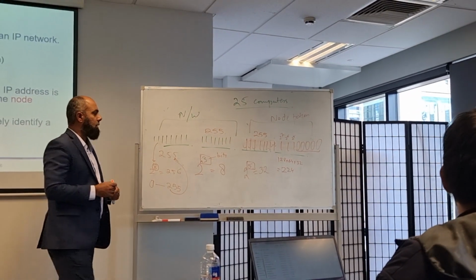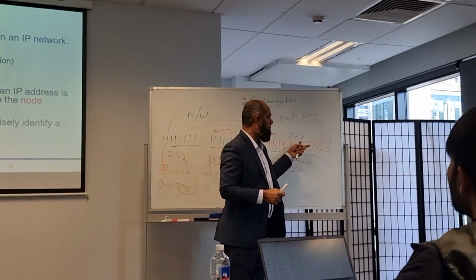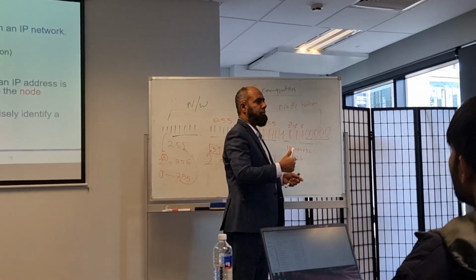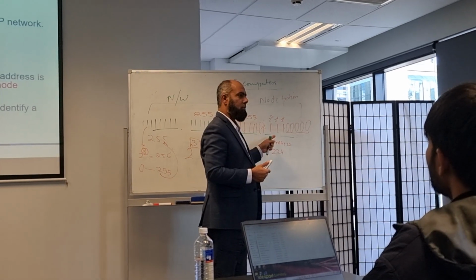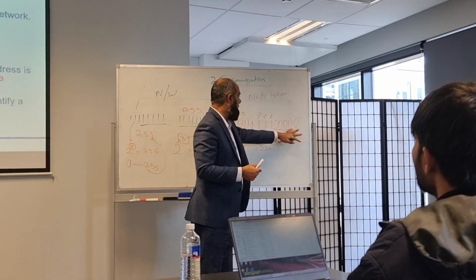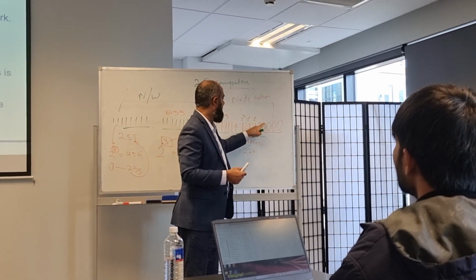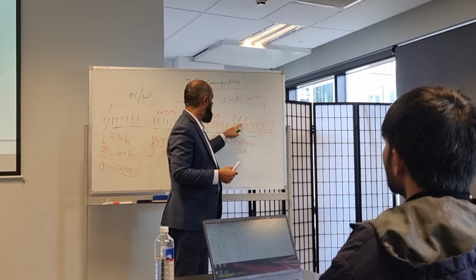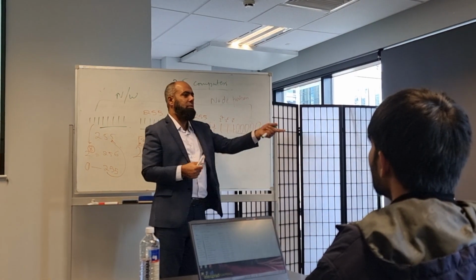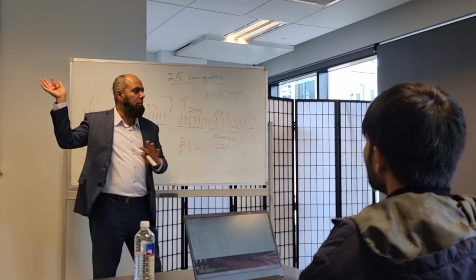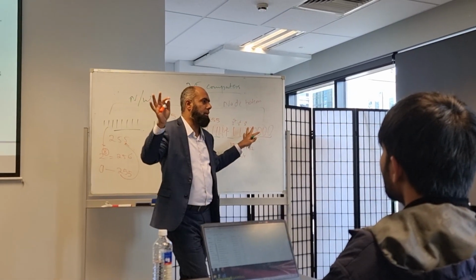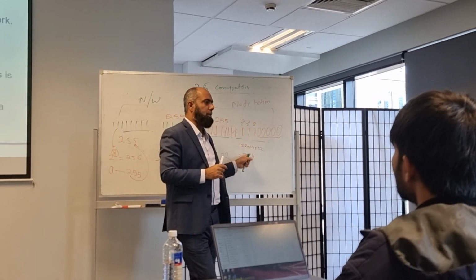This is the conversion of binary to decimal. I'm not talking about 32 here. So 2 power 0, 2 power 1, 2 power 2, 2 power 3, 2 power 4, 2 power 5, 2 power 6, 2 power 7. You're converting binary to decimal. That's it. I'm not talking about the bits here. And this is how we do it.